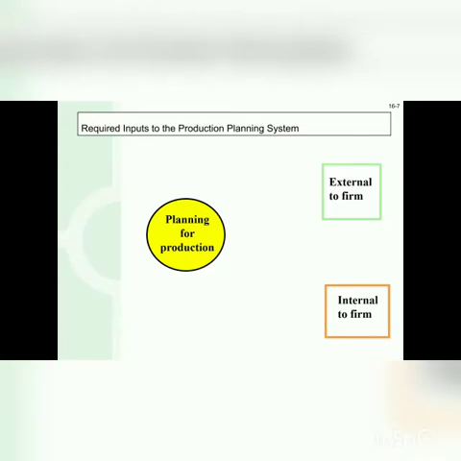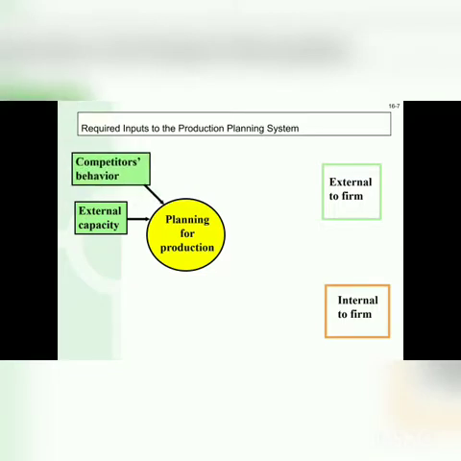Now, the planning required inputs to the production planning system. There are basically two broad categories which are required. One is external to the firm, another is internal to the firm. So, planning for production includes the external capacity and competitors' behavior. We must also have an idea about the competitors' behavior. Here, external capacity means the capacity of the market to produce a particular product. Competitors' behavior is also important.